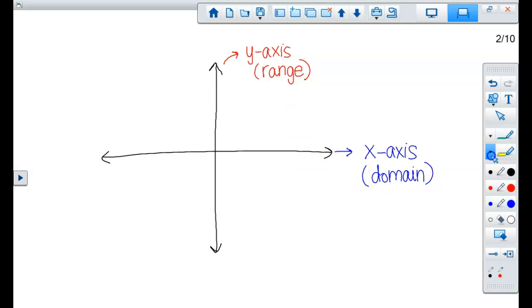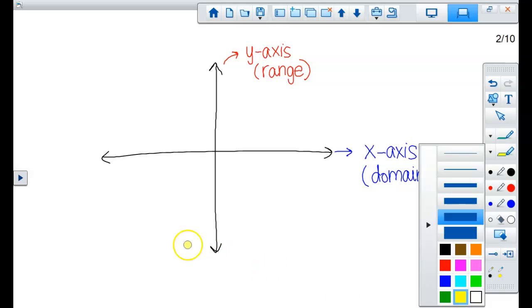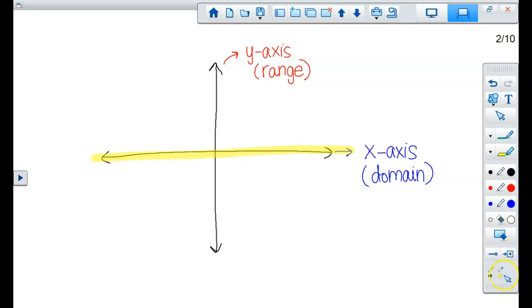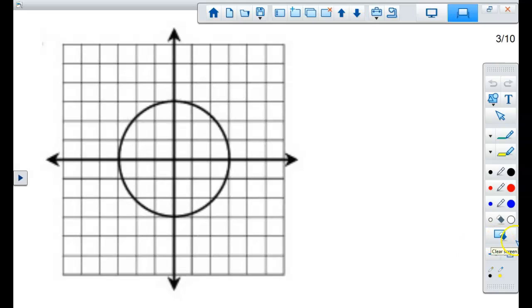So for today, while you're focusing on domain, what you need to keep in mind is that this axis is the only one that's going to matter to you. The x-axis is the only thing that you're going to use as you're identifying the domain. So domain is the set of all x values, and we're going to use the x-axis on our graph to help us get that. All right, so what I have here are some graphs, and we are going to use these graphs to talk about how to find domain.